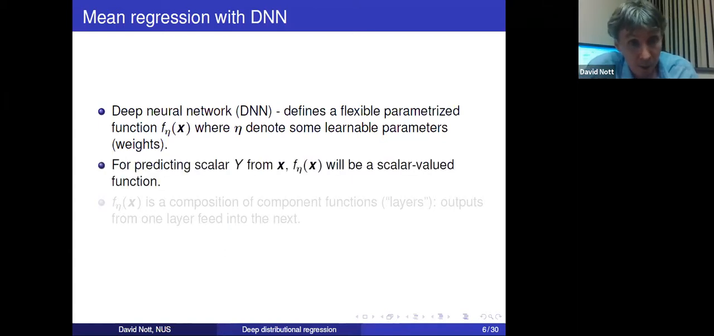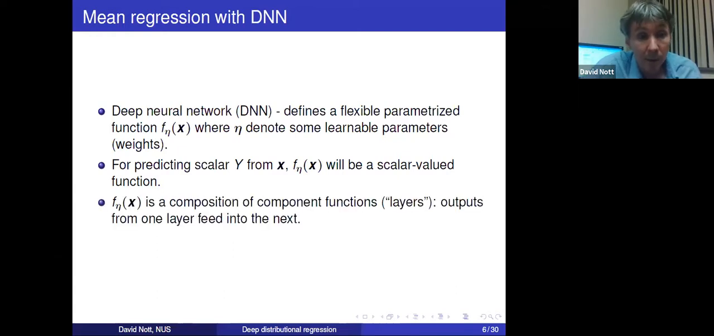And in a regression context, I might want to use a deep neural network as the mean function in a regression. Okay, so here I'll just be concerned with a univariate response. So my deep neural network will have a scalar output. And a deep neural network is defined through a composition of functions. The component functions are called layers, and outputs from one layer feed into the next.